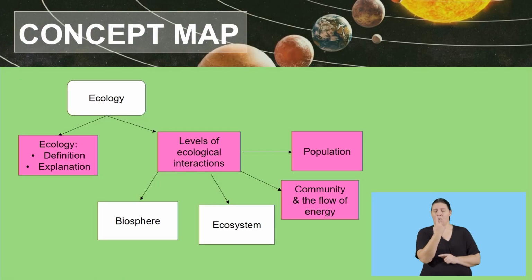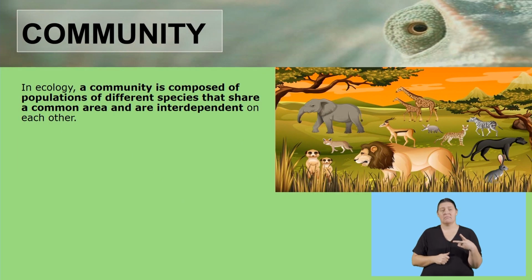Now, we are going to move on to the second level of ecological interaction, which is community. In ecology, a community is composed of populations of different species that share a common area and are interdependent on each other. So those are the things that we normally look out for whenever we are speaking about a community. We are looking at the fact that it's populations of different species. We are also looking at the fact that they coexist in a common area, and also the fact that they are interdependent on one another.